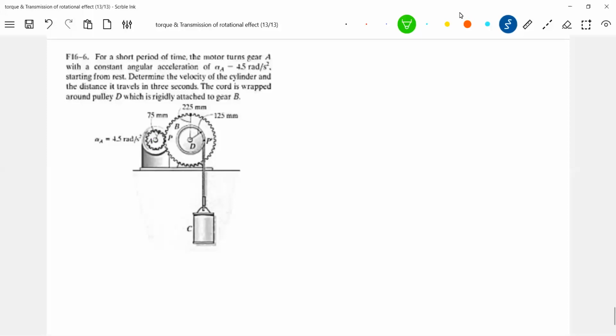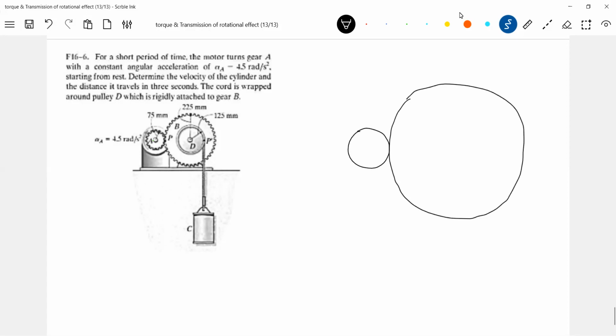Using a motor. There are this. I'll suspend a block. There's a gear B. Now the teeth.